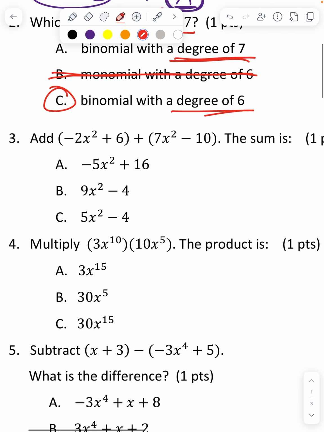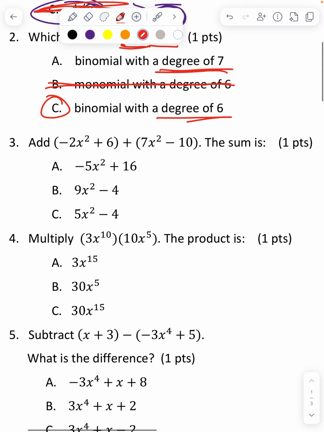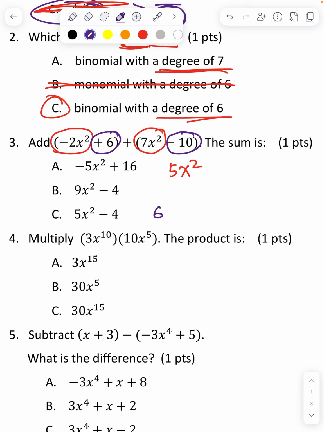Number 3, add those polynomials together. The first term, negative 2x squared, add 7x squared. So negative 2 add 7, that's 5x squared, right? And then for the number, positive 6 add negative 10. That's 6 minus 10, which is negative 4, right? So the correct answer, 5x squared minus 4, that's C.